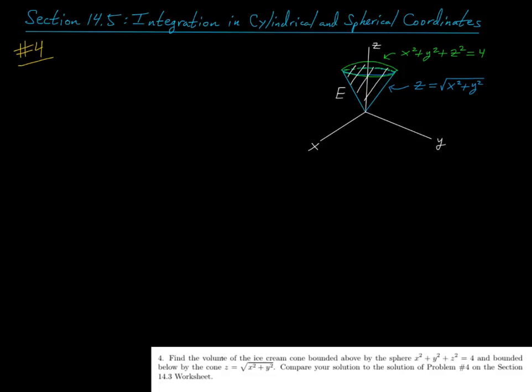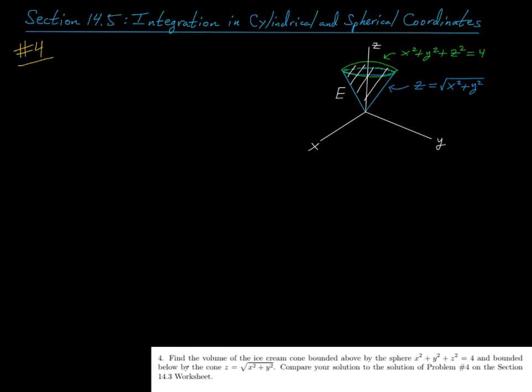Okay, next up is question number 4 on the worksheet. It says to find the volume of the ice cream cone bounded above by the sphere x squared plus y squared plus z squared is equal to 4. You see that up here in green. And bounded below by the cone, z is equal to the square root of x squared plus y squared. You see that here in blue.